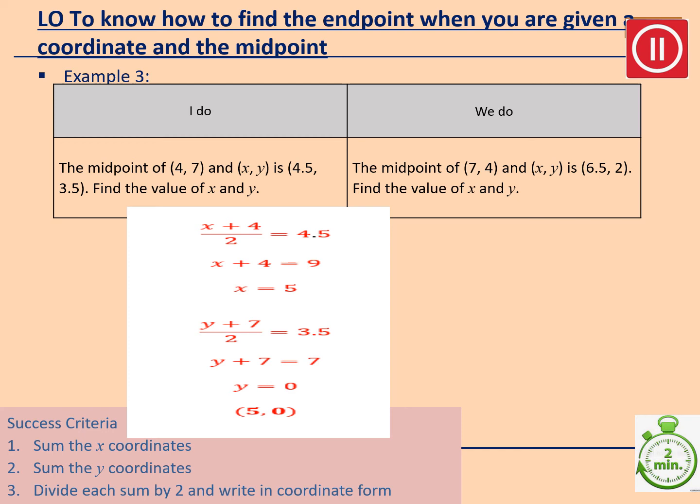(x plus 4) divided by 2 equals 4.5. Multiply both sides by 2. x plus 4 equals 9. Subtract 4 from both sides. x equals 5. So we know the x coordinate is 5. So the y coordinate then, (y plus 7) divided by 2 equals 3.5. So we multiply both sides by 2, so y plus 7 equals 7. And we need to subtract 7 from both sides to get y by itself, so y equals 0. So the other endpoint coordinate we're looking for is 5, 0.